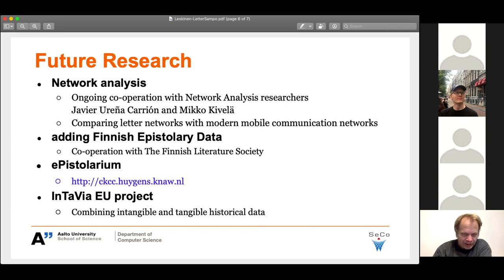One future project is to add Finnish epistolary data, so that this letter sample actually is a general umbrella project for all kinds of historical letters available. There's the project Epistolarium from the Netherlands. It contains about 20,000 letters. And there's a future Intavia EU project, which combines intangible and tangible historical data.